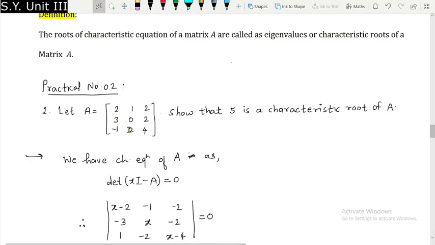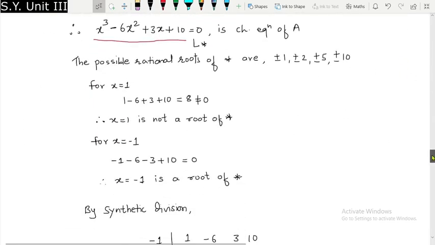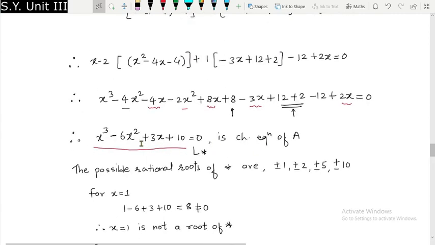This is the matrix A. So this matrix is going to satisfy its own characteristic equation. And what is its characteristic equation? It is this: x cube minus 6x square plus 3x plus 10. So what is the meaning of it? It means that your A is going to satisfy it, meaning just replace x by A.